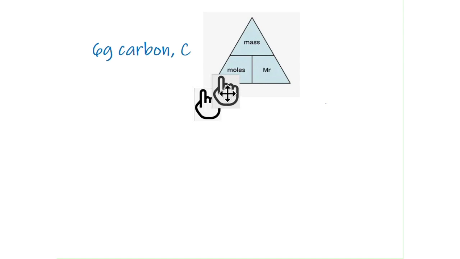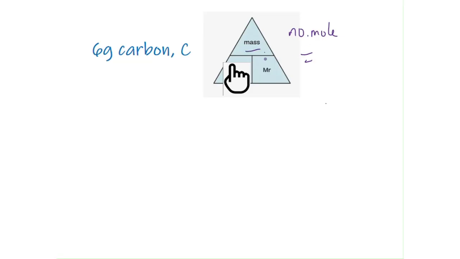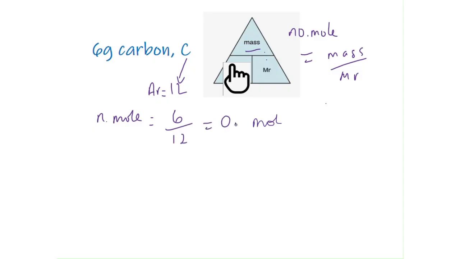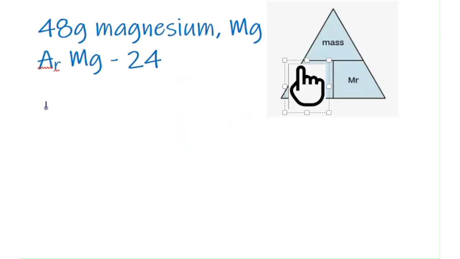You cover up the value you're trying to work out, and in this case it's the number of moles, and then the others leave the sum. So in this case we cover up the number of moles and we have mass divided by Mr. In this case the Mr will be the relative atomic mass of carbon, which is 12. The mass in the question is 6 grams. So the number of moles is 6 divided by 12, which is 0.5 moles.